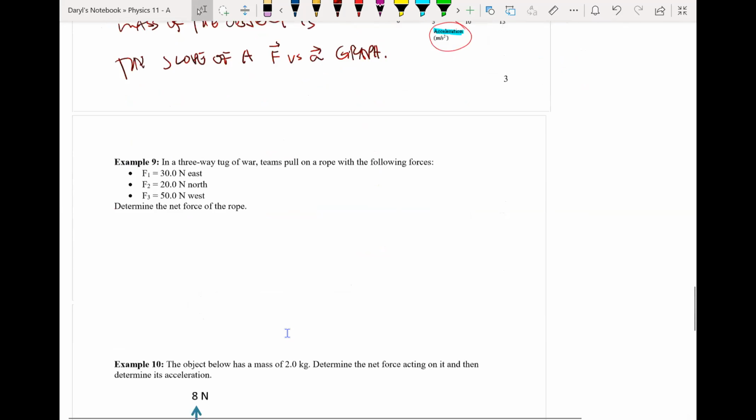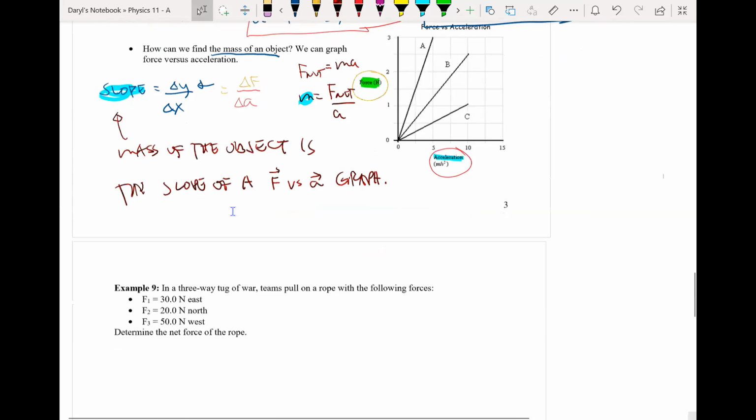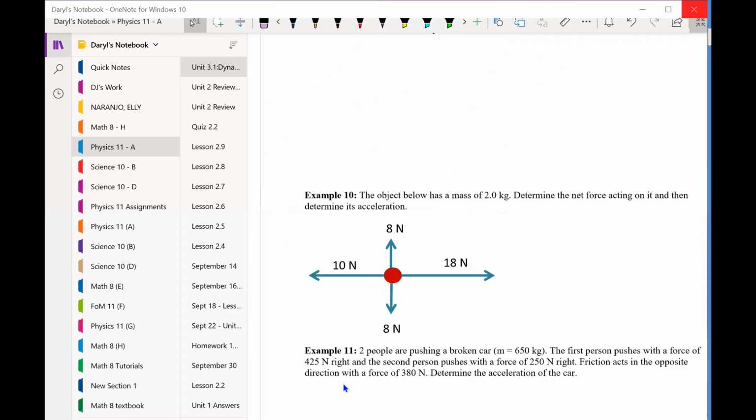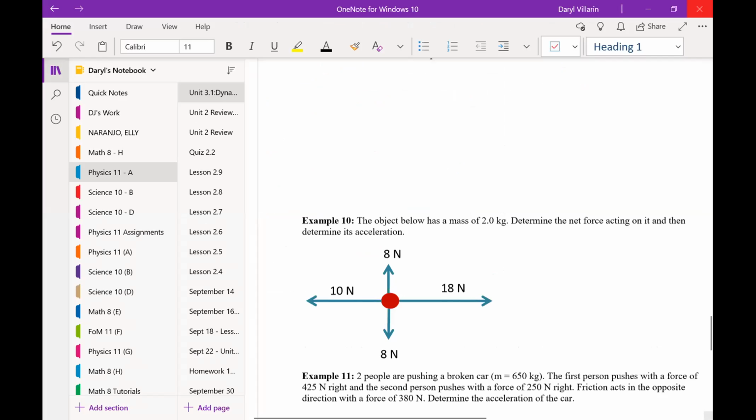So let's have another 10-minute break, and we're going to finish the 2 examples, and after which I'm going to give you your homework for this section.